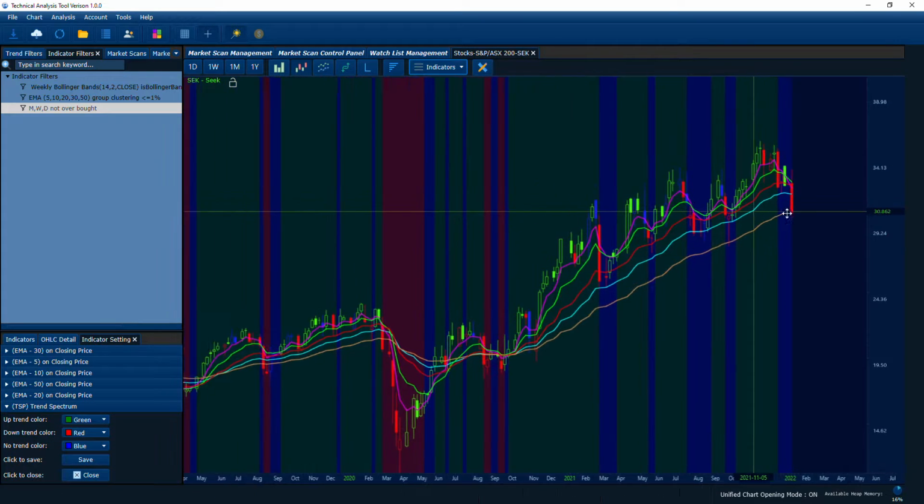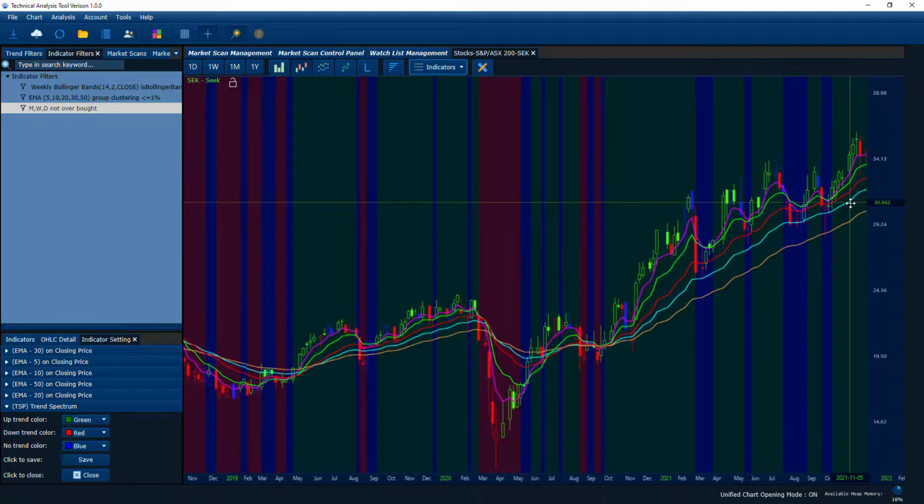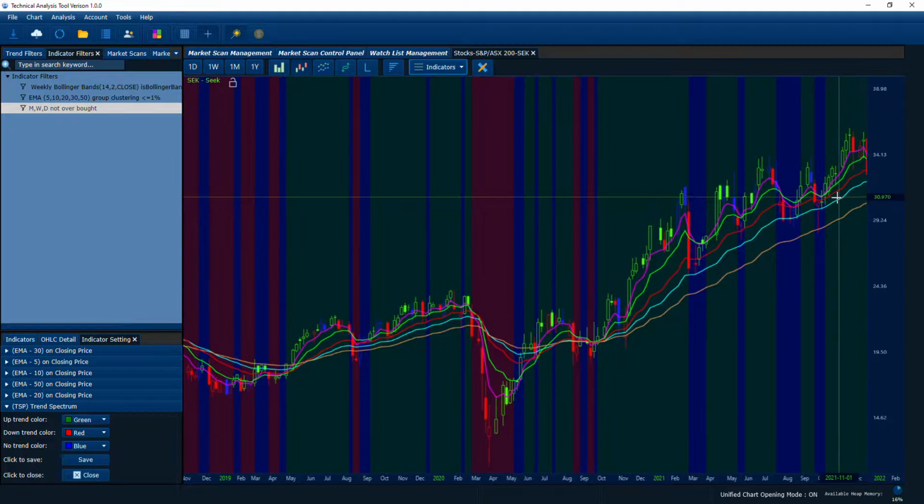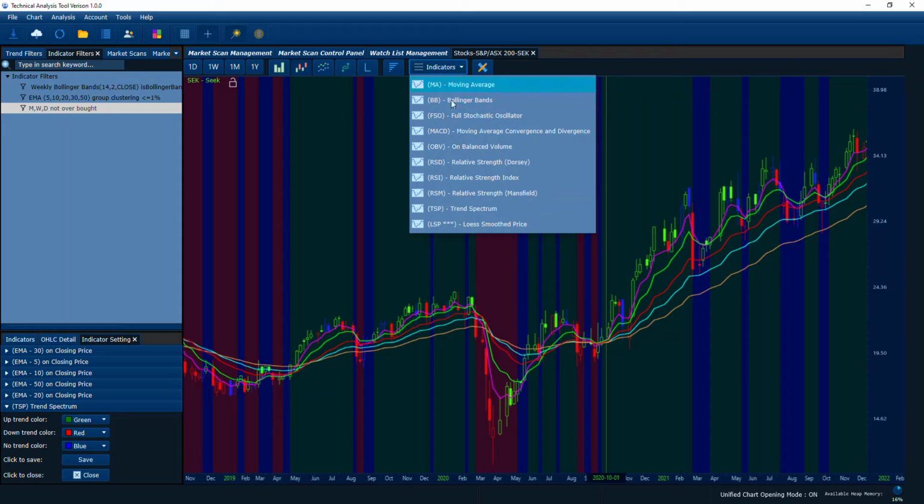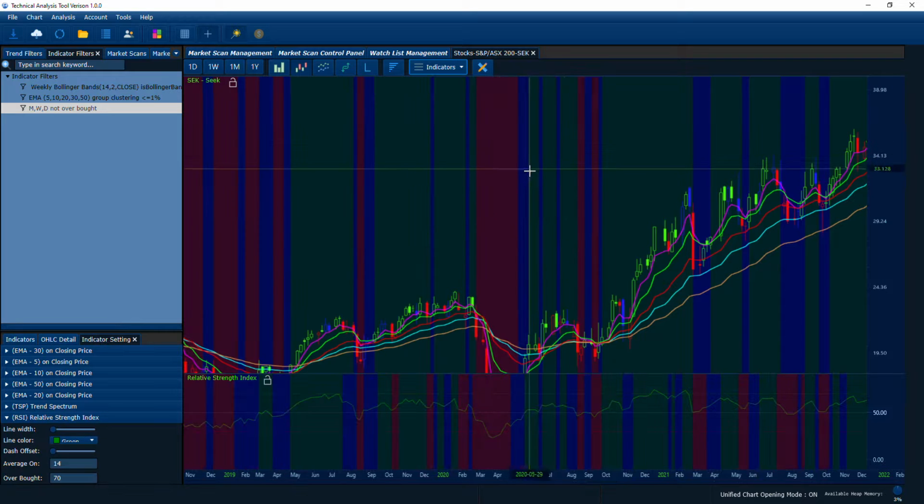In here, it's really a decent move up, and it's not overbought. If you go back to the RSI, it's not overbought, right? So why is this one moving down a lot?